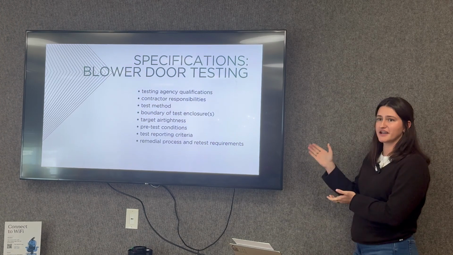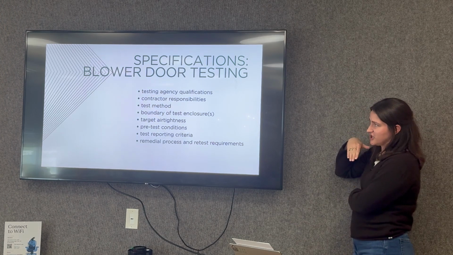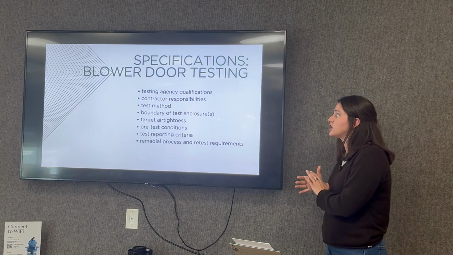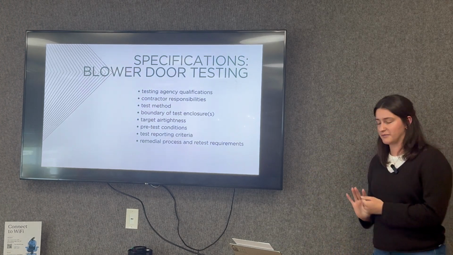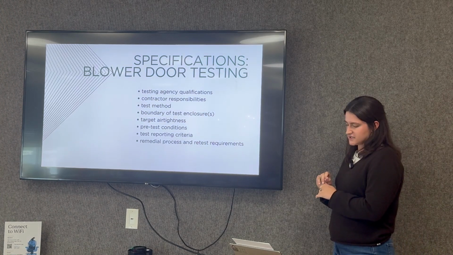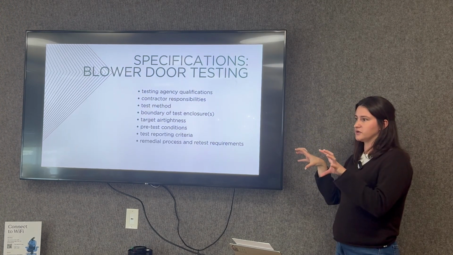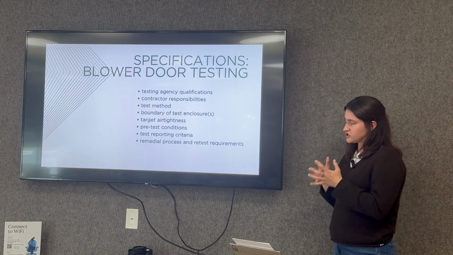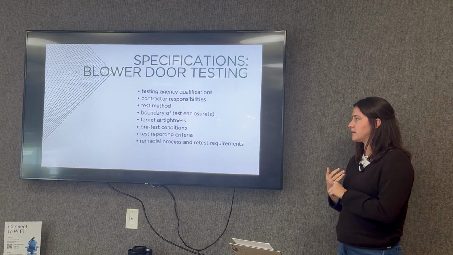This is your list of items, essentially, to include there. So any qualifications for the testing agency, contractor responsibilities, like does the general contractor need to be there on the day of the testing? Does the architect want to be informed before the test happens so that they can make sure they're there? The desired test method, the boundary of the test enclosures. The parentheses here would be for compartmentalizations where you have two independent air barrier enclosures. Target air tightness for your test enclosure. Conditions that have to be met before your test.